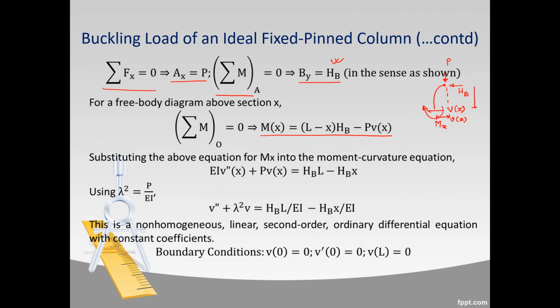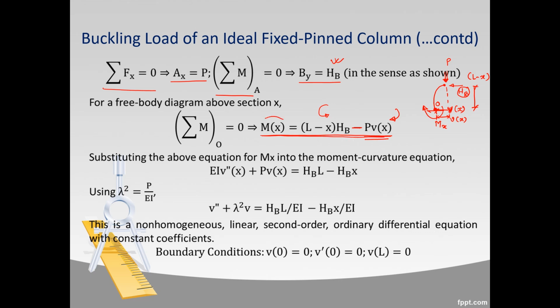Since this length we have is L minus x, the moment due to this horizontal reaction Hb is given as Hb into (L minus x), and this is in the anticlockwise direction. And also, when we are talking moment about this point O here, the moment due to the force P is clockwise. So we use the negative sign here, and the clockwise moment of P is given as P into this horizontal displacement, which is given as small vx. So we get the moment at any section here, Mx.